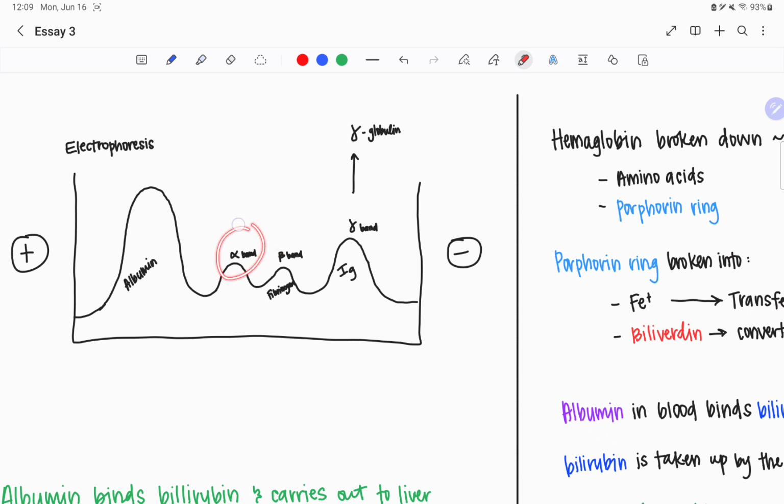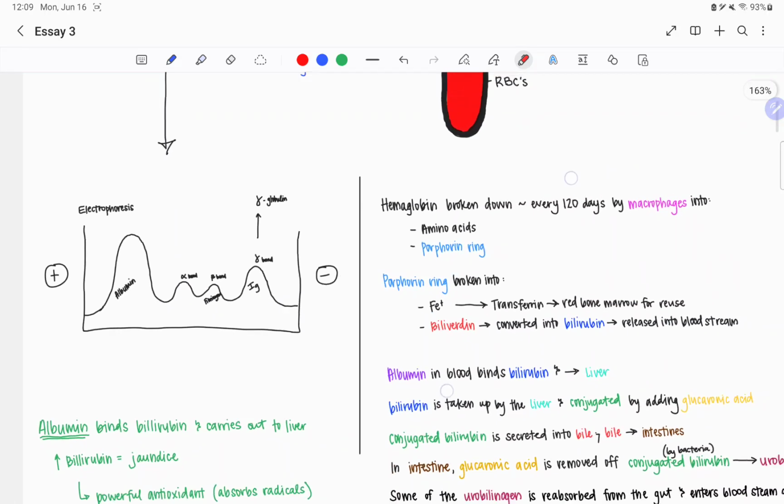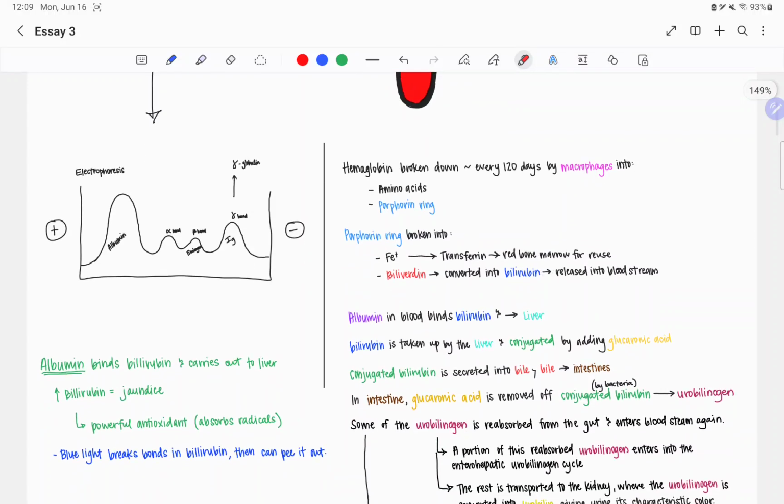And then we also have this alpha and beta band. A little bit of this is fibrinogen. This one's just other clotting factors. So just a little look at that. So now we're going to jump into how our red blood cells are removed from circulation.